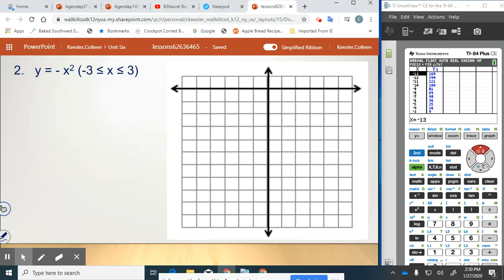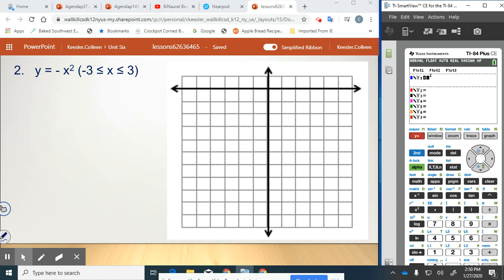Number 2. So now we want to graph negative x squared. So we go back to our y equals. We're going to insert a negative sign here, not a minus sign, a negative sign. And then go back to our table. So now you can see that all those numbers that were positive are now negative, and that 0, 0 is now still our turning point, but at the top of the graph instead of at the bottom.